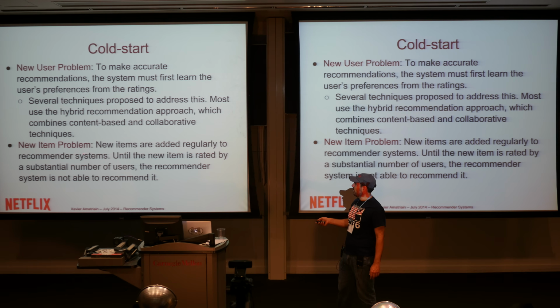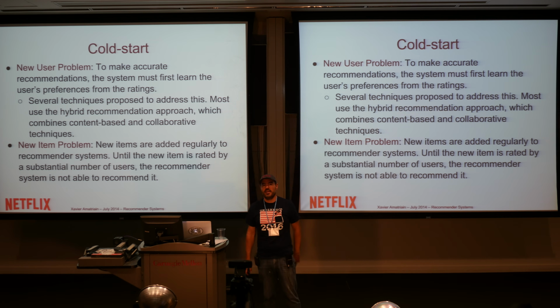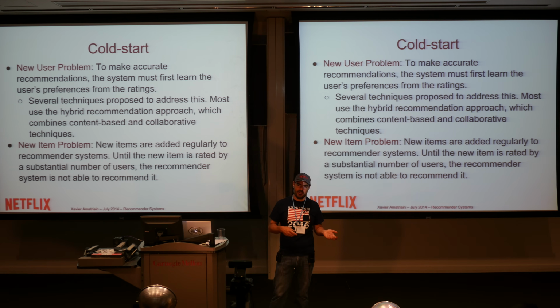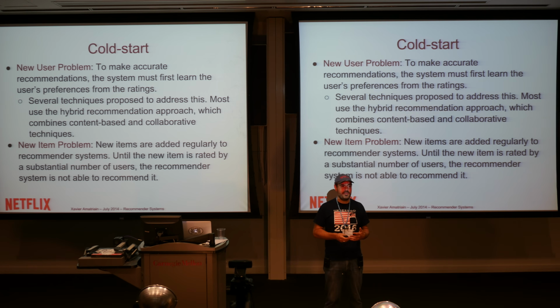The other problem is the new item problem. And the new item problem is you have your system already working, and all of a sudden you get a new book coming into the system. What do you do with that book, right? Unless you present it in some way, you're never going to get input from the users, and you're never going to be able to use it to recommend in a collaborative filtering environment.